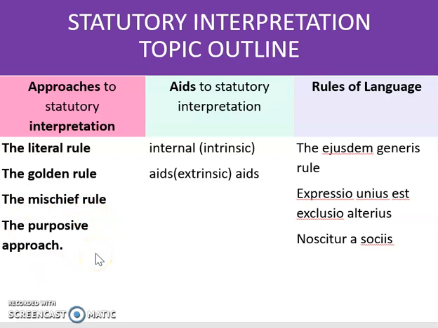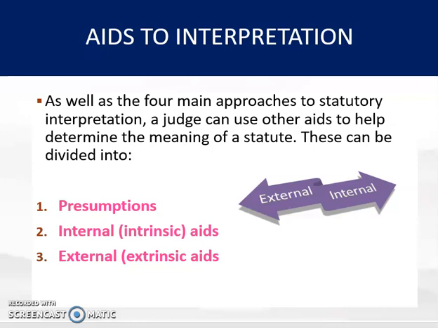So today what we're moving on to is looking at the aids to statutory interpretation. When we're looking at the aids to interpretation, we're looking at things that, as well as the 4 main rules or the approaches, judges actually have some other things that assist them, i.e. aids, that help them to understand the meaning of a statute. So what we're going to be looking at today are the presumptions, internal or intrinsic aids to interpretation, and external or extrinsic aids to interpretation.